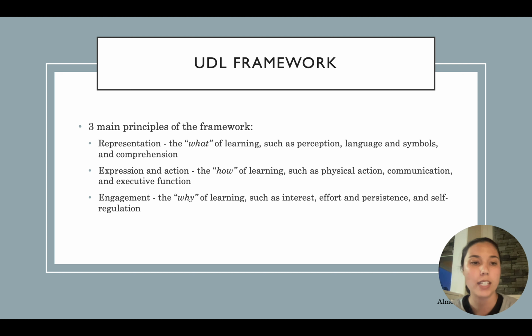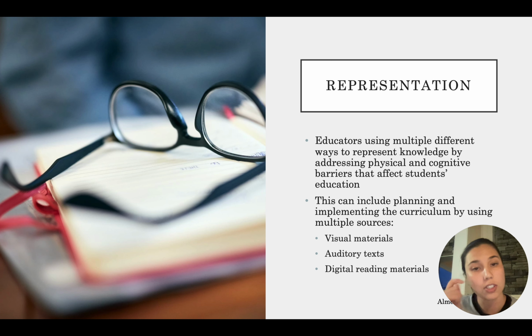The UDL framework is made up of 3 main principles. Those include representation, expression and action, and engagement. So looking into representation, that's more of like the what of learning. So the perception, language, symbols, and comprehension used. Expression and action is the how of learning, which is like physical action, communication, and executive functions. And then engagement is the why of learning, which is the interest, effort and persistence, and self-regulation. And then we're going to dive into each one just a little bit more.